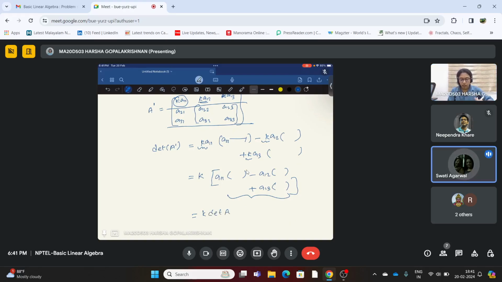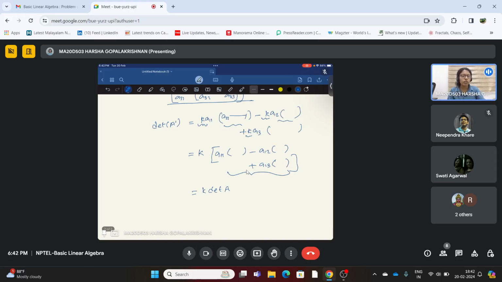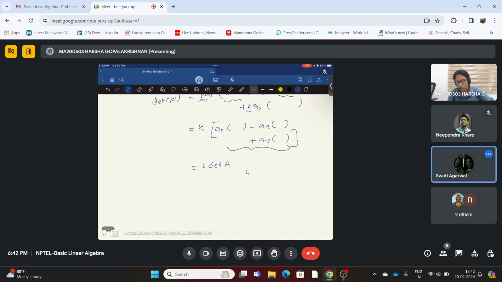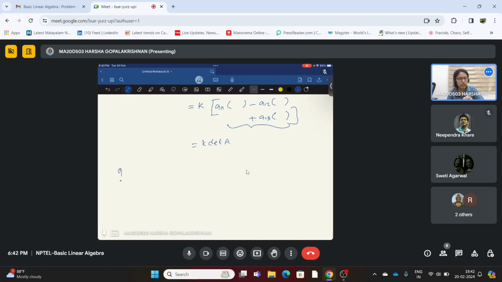If it is all the three rows, then it will become k raised to 3, because suppose in the second row also we have k. In this bracket also we will have one more k, and that k will also come outside. If in the third row also there is a k, k square will come, and along with the first k, in total we have k cube. So that is exactly what happens when one row is multiplied with k, and why this k comes outside in case of determinant. Clear? Okay, now let's see the next question.